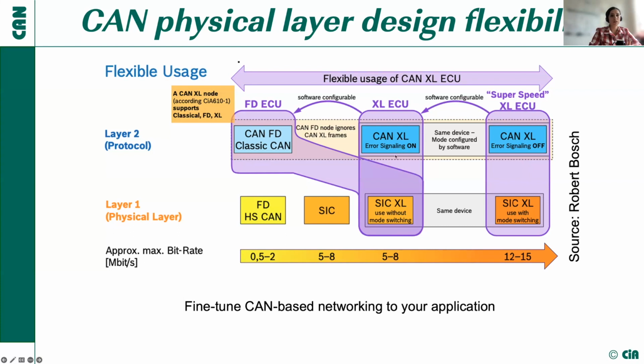And also you can see here another example, when using an XL ECU and CAN XL protocol, when the error signaling is on, and also using a SIC XL transceiver without mode switching, 5 to 8 megabit per second can be achieved.